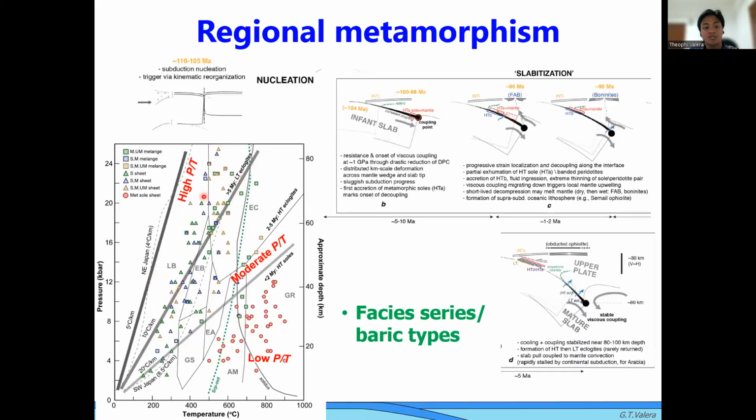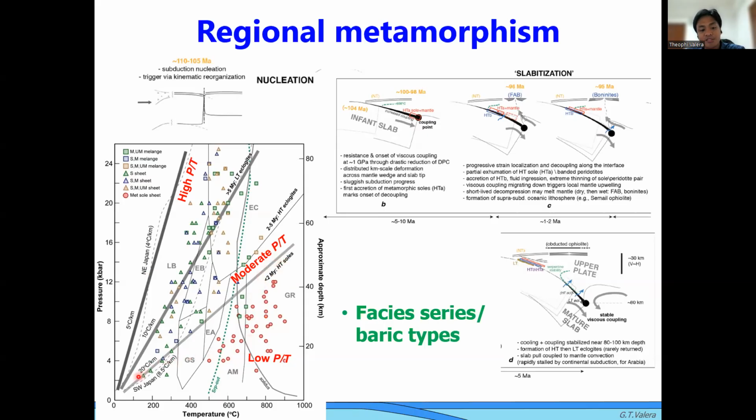in subduction zones, along the subduction interface to be exact. Okay? So yun yung different facies series. So for example, when we say moderate PT facies series, we usually see rocks of these metamorphic grades: greenschist, followed by epidote amphibolite, followed by high pressure amphibolite, followed by granulite.